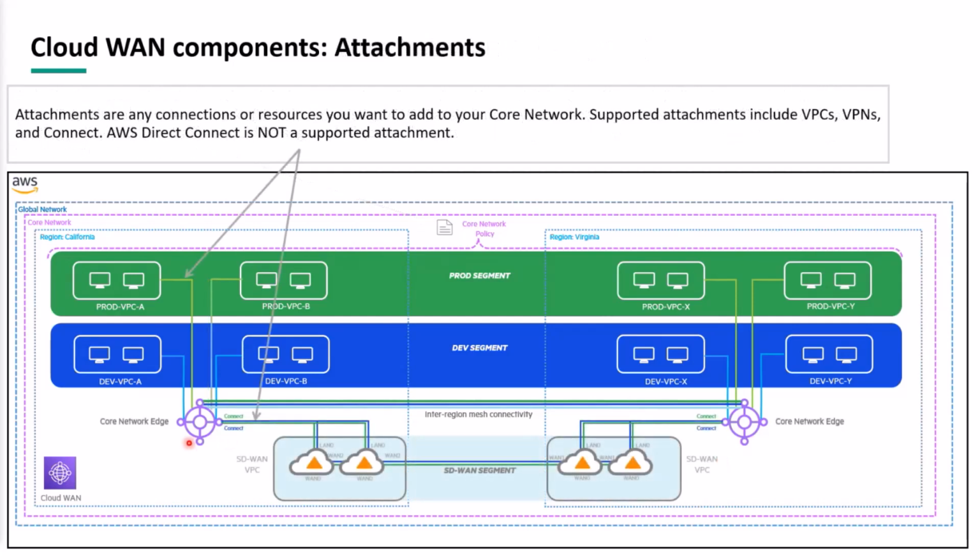And similar to a transit gateway, you can attach VPCs to a core network edge. You can establish connect attachments to a core network edge. And also you can establish IPsec tunnels if you have some on-prem sites or any virtual network devices that need to establish connectivity using IPsec.